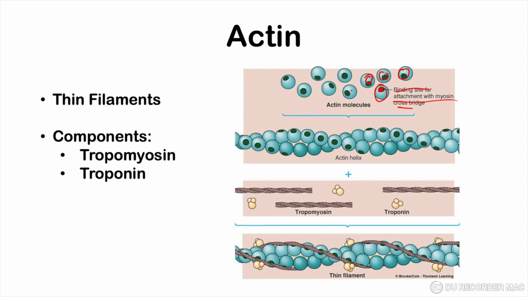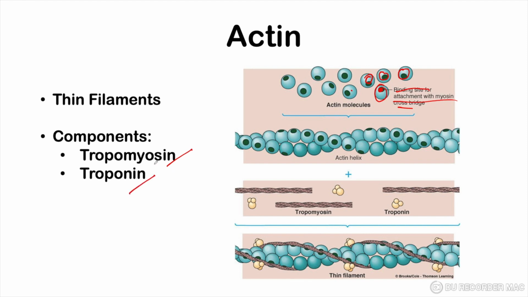That's the site where the myosin and the actin bind to each other during the contraction process. So the components of your actin filament, the thin filament, also include what we call the tropomyosin and the troponin.